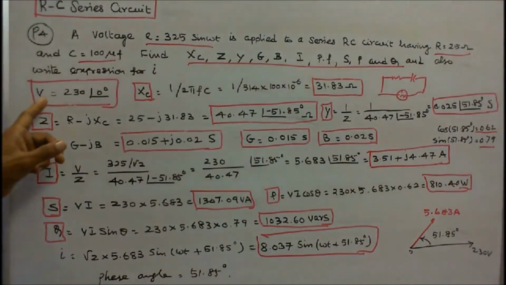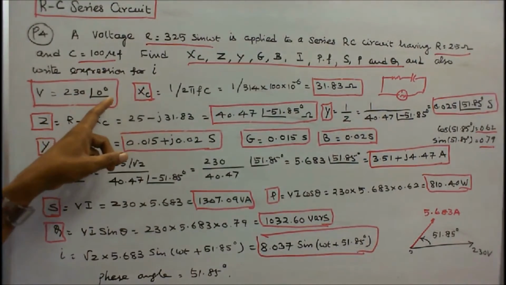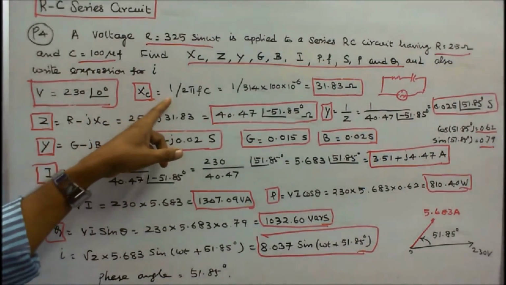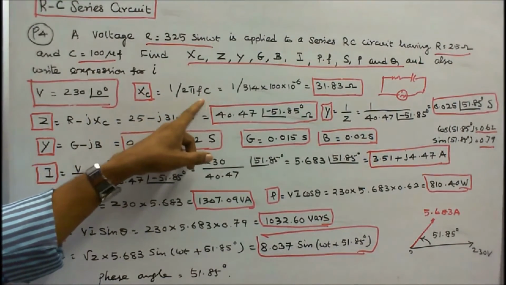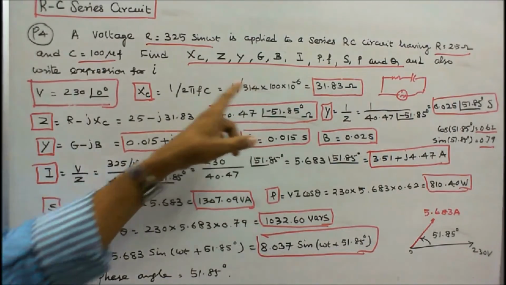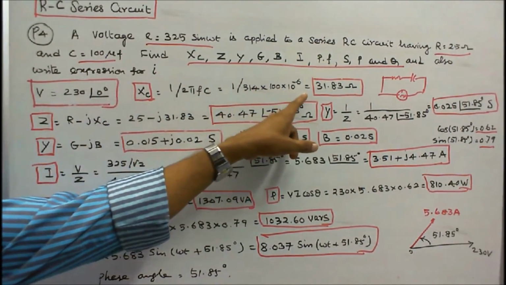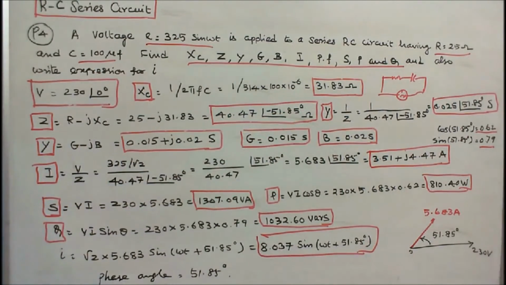Here V = 325/√2 = 230∠0. Capacitive reactance Xc = 1/(2πfC). Here f = 50, so Xc = 1/(314 × C). C is given as 100 microfarads, 100 × 10^-6. That is equal to 31.83 ohms.